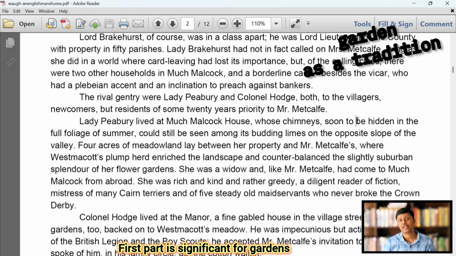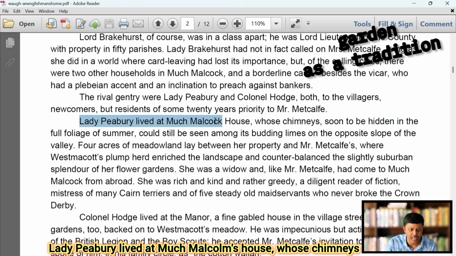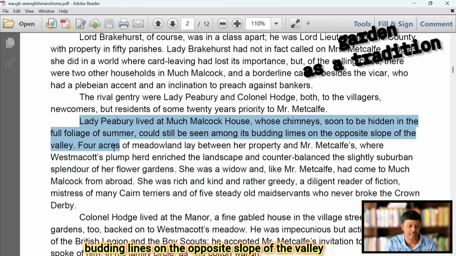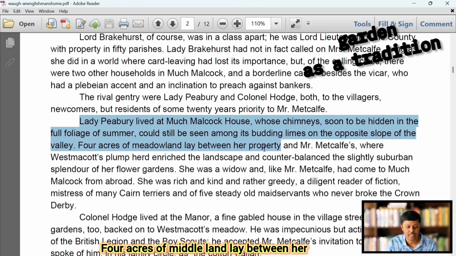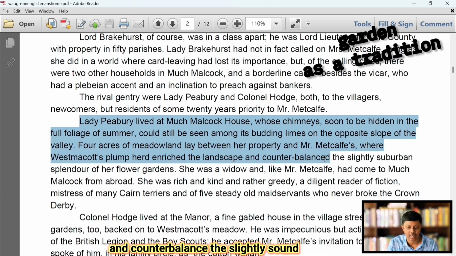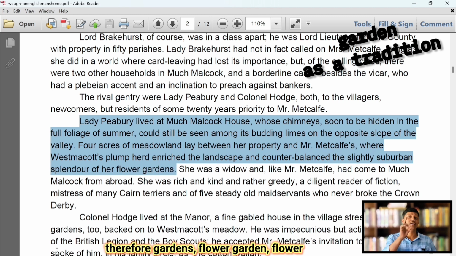The first part is significant for gardens. At the very beginning, as we have seen, Mr. Metcalfe is talking about gardens, or with Boggett, the garden of Mr. Metcalfe. Lady Peabury lived at Mark Melcock House, whose chimneys, soon to be hidden in the full foliage of summer, could still be seen among budding limes on the opposite slope of the valley. Four acres of meadowland lay between her property and Mr. Metcalfe's, where Ostmaker's farm had enriched the landscape and counterbalanced the slightly sunburned splendor of the flower gardens. See, therefore, gardens, flower gardens, kitchen garden, all types of gardens are significant because this is traditional.